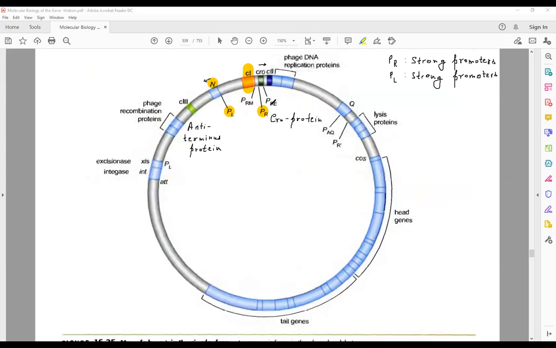And then there is PRE. Okay, this is also a strong promoter, which is referred to as the promoter for repressor establishment. PRE promoter. Just a second. See, PRE is written as promoter for repressor establishment.